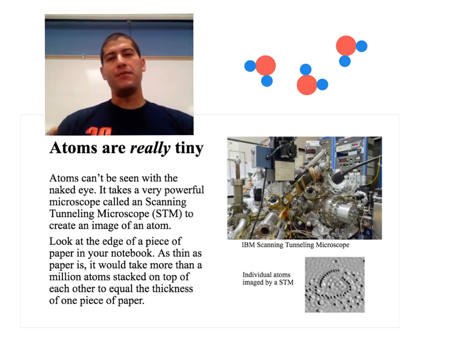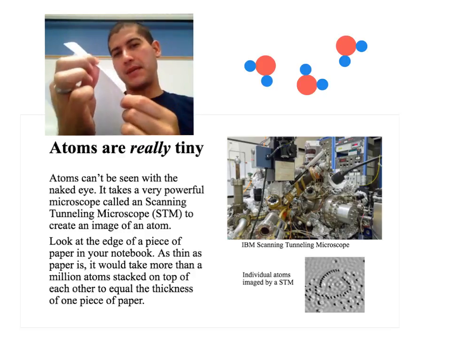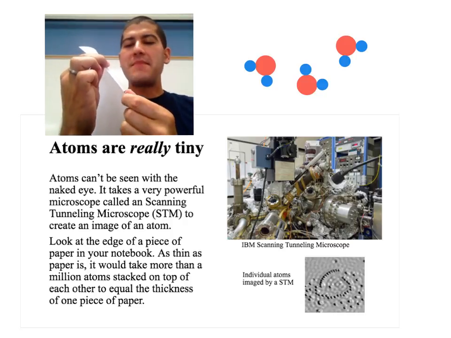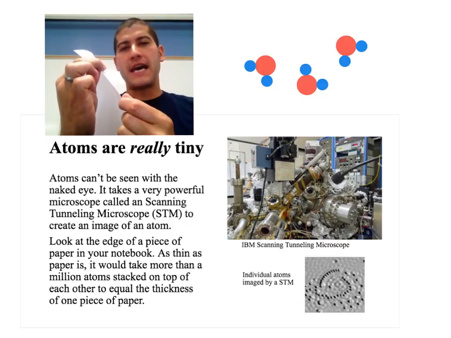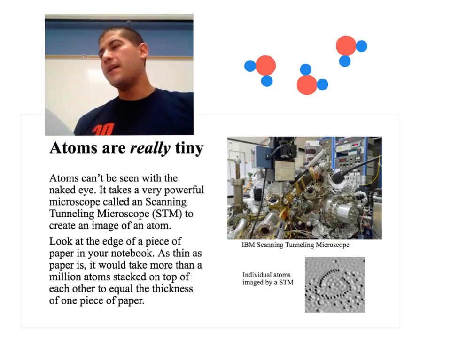Atoms are really tiny. In fact, they're so small it's hard to wrap your mind around how small they are. Something that might help is looking at the edge of a piece of paper. As thin as this piece of paper is, it would take millions and millions of atoms stacked side by side to equal the thickness of just one sheet of paper.